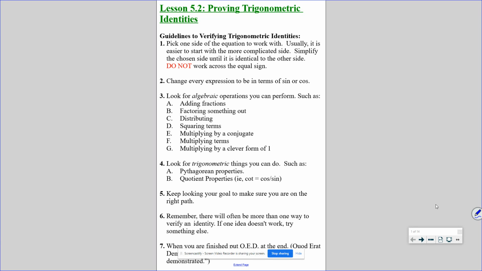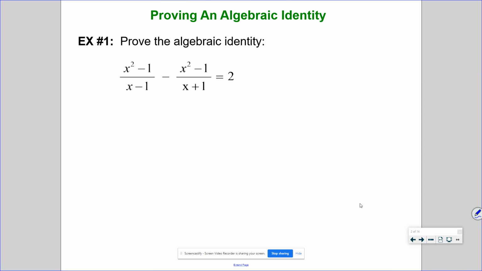Okay, so what I did first is I made a set of guidelines to help you problem solve. So if you're working on a problem and you get stuck, maybe look through these guidelines to get an idea of what you can do next. But essentially, here's your goal. You're trying to make the left side of the equation equal the right side of the equation, or just make both sides equal to each other.